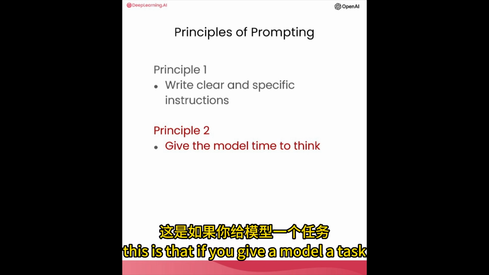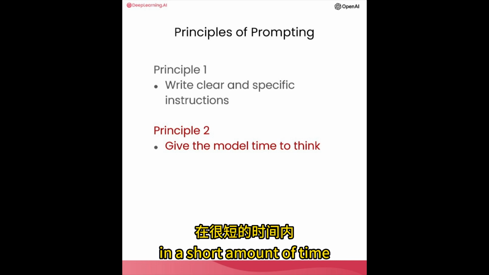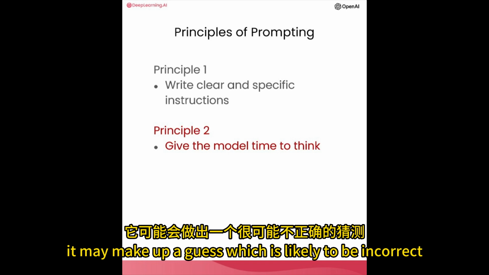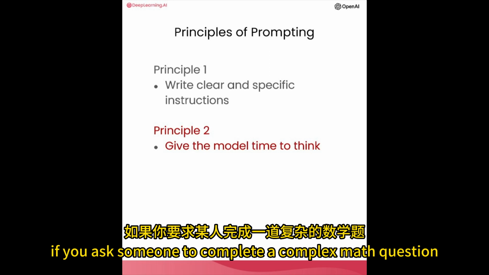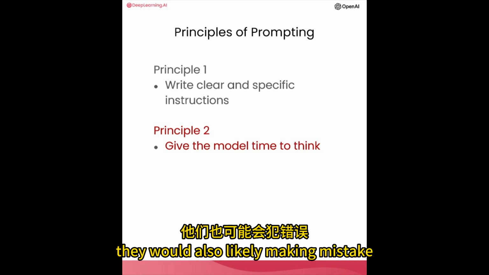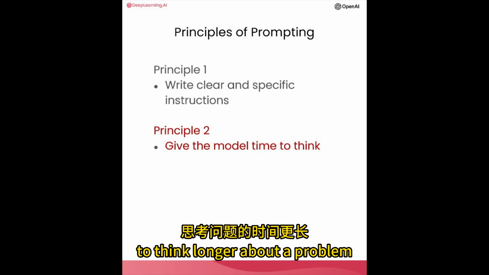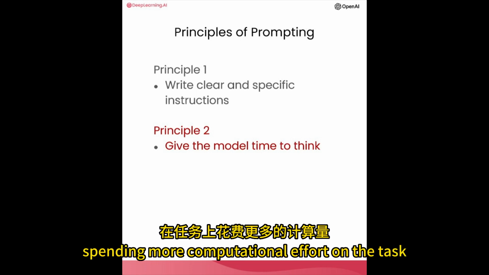Another way to think about this is that if you give a model a task that's too complex for it to do in a short amount of time or in a small number of words, it may make up a guess which is likely to be incorrect. And this would happen for a person too. If you ask someone to complete a complex math question without time to work out the answer first, they would also likely make a mistake. So in these situations, you can instruct the model to think longer about a problem, which means it's spending more computational effort on the task.